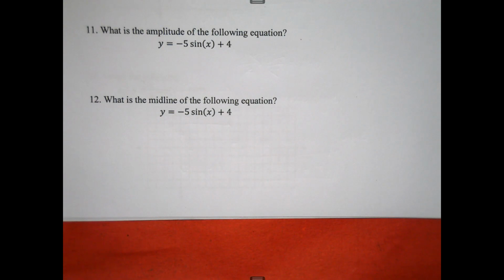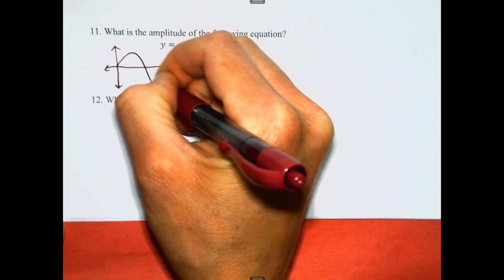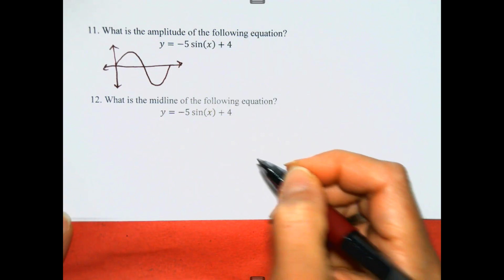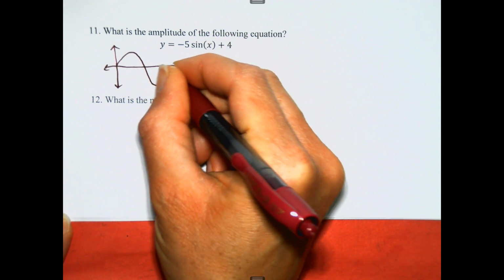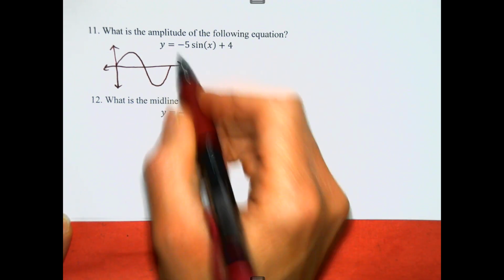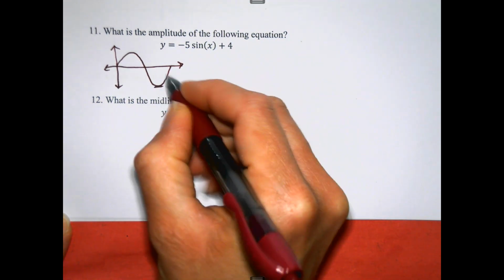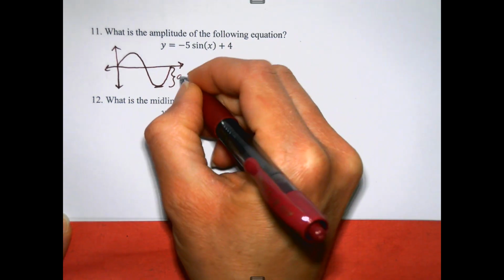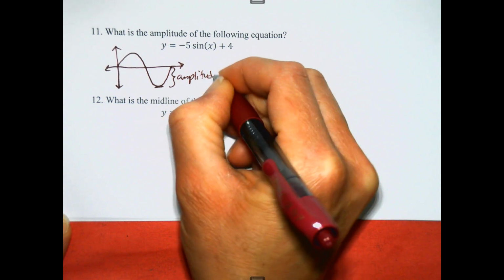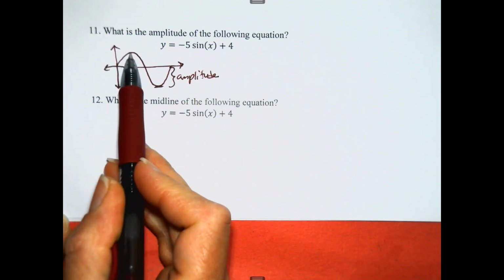Problem number 11 asks us, what is the amplitude of the following equation? Remember that amplitude is the distance away from our midline. Whenever we're thinking about our graph, if we had, say, a sine graph, our amplitude is going to be the distance from our midline to a minimum. It's going to be this distance here. Or from our midline to a maximum.